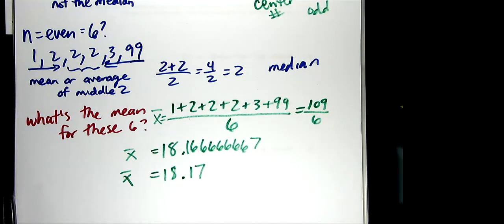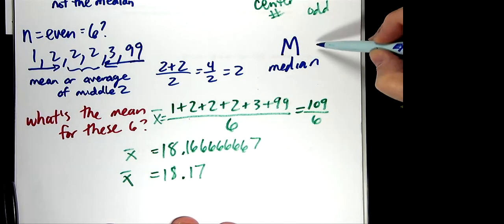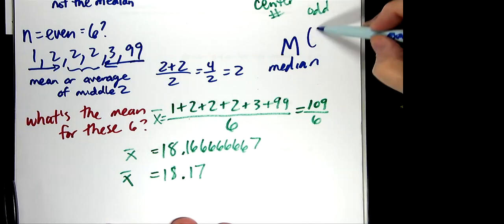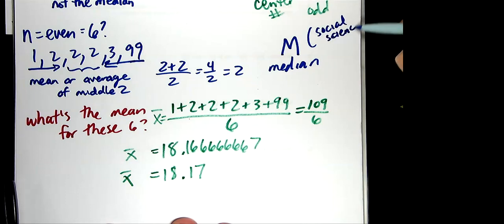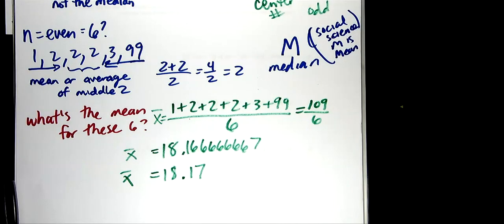Oftentimes they use M for median in mathematics. But in social sciences, M is mean. So there's some inconsistency depending on what field is using it.